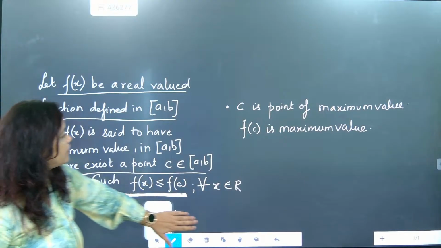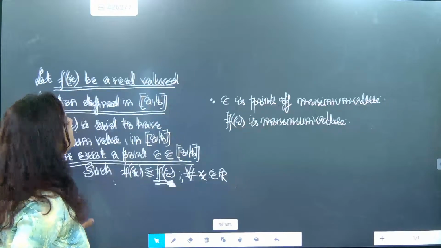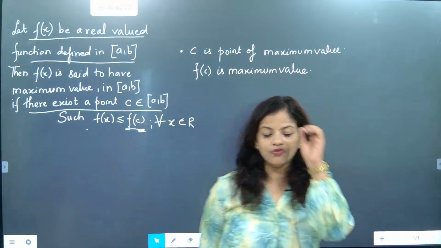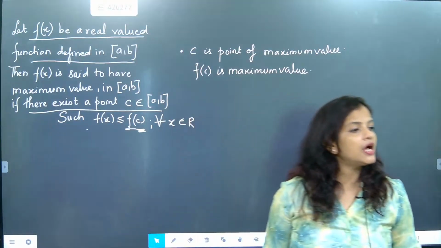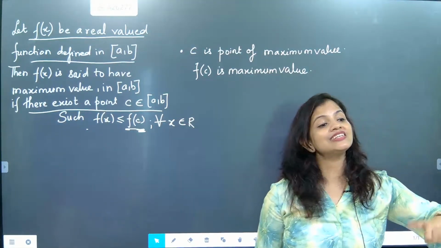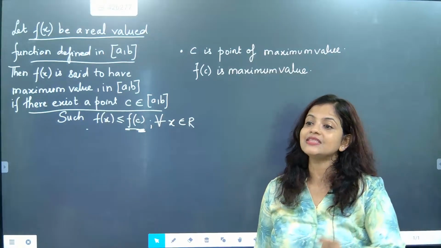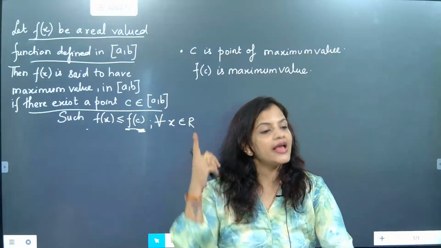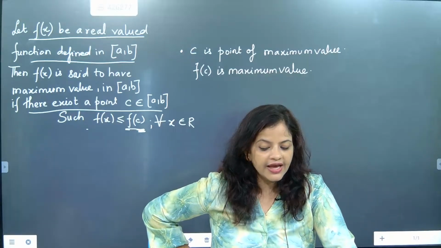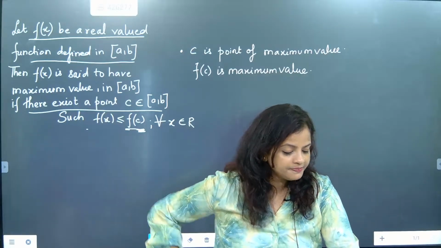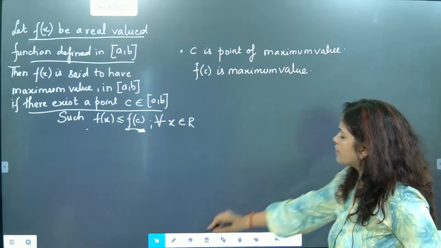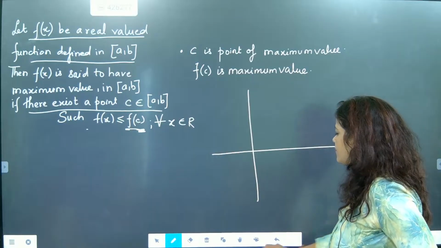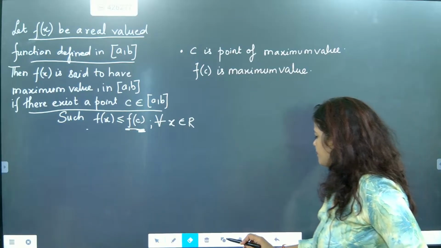Now let's draw it and try to understand. What is C? C is a point of maximum value. Once you substitute C, you will get the maximum value. f of C is the maximum value, but C is the point, and that point comes from the x-axis. I hope you have understood till here. Next I'm going to draw this to understand it in a more precise way. At the time of drawing, this is a rough drawing I'm doing.